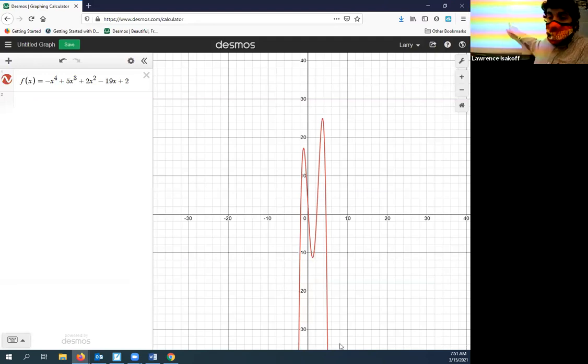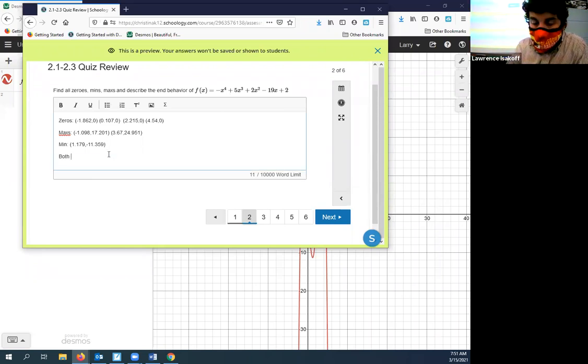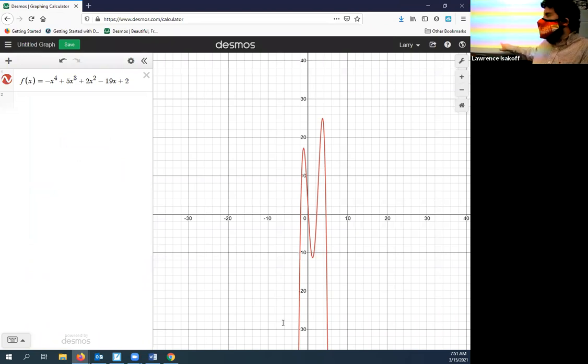Now, I notice both the left and right side go down. So end behavior will be both sides go down. So basically, as x approaches negative infinity, f of x approaches negative infinity. As x approaches positive infinity, f of x approaches negative infinity again. That's most of our calculator work.